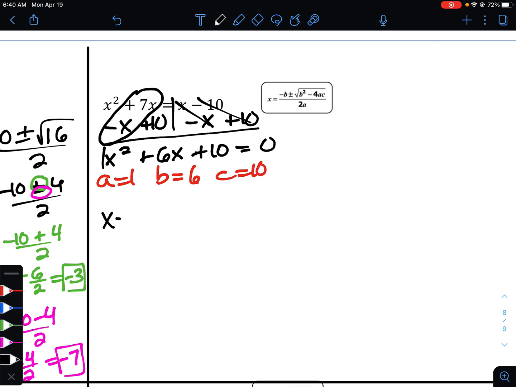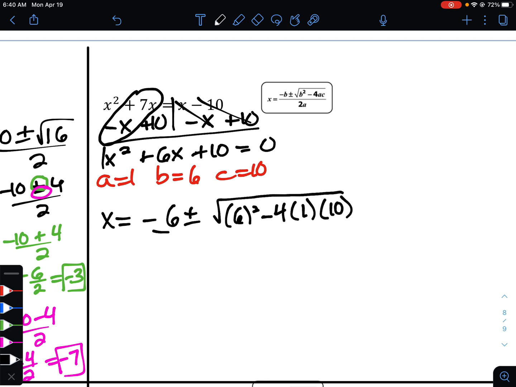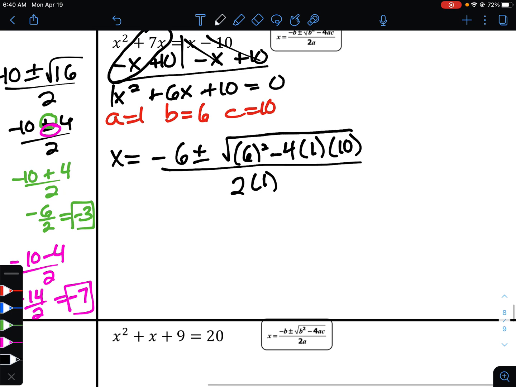So putting those into our formula, x is equal to the opposite of b, so opposite of 6 is negative 6, plus and minus the square root of b squared, which is 6 squared, minus 4 multiplied by a, which is 1, multiplied by c, which is 10. All over 2a, so that's 2 multiplied by 1.